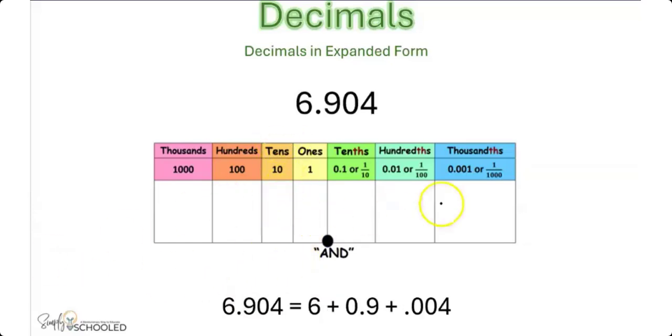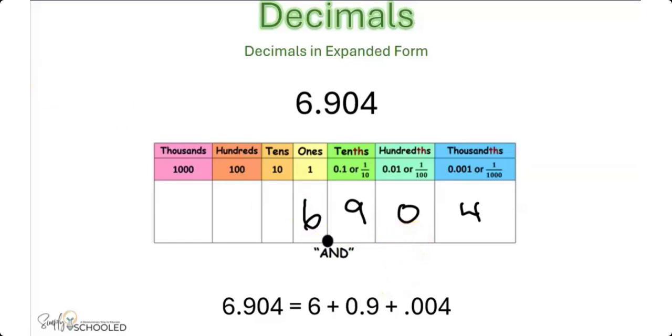And here's one other thing I want to show you. This is 6 and 904 thousandths. So 6.904 thousandths. So to write that in expanded form, the 6 is 6 ones, the 9 is 9/10, and the 4 is 4 thousandths. We don't have to represent the hundredths because it's nothing.